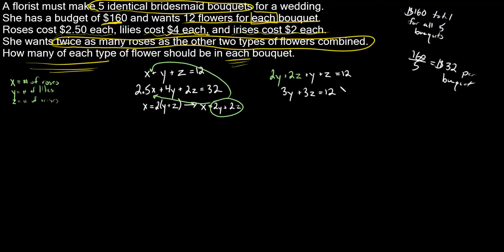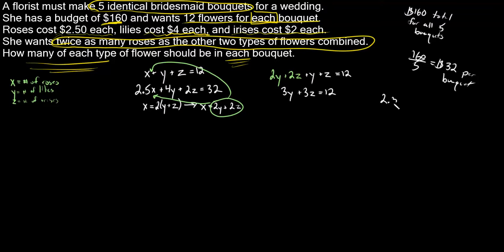So I get 3y plus 3z is equal to 12. That's one of my new equations, okay? Now I'm also substituting it in for x right here, all right? And now I'm going to go ahead and do that. So I'm going to have, I'll put it right over here, okay?